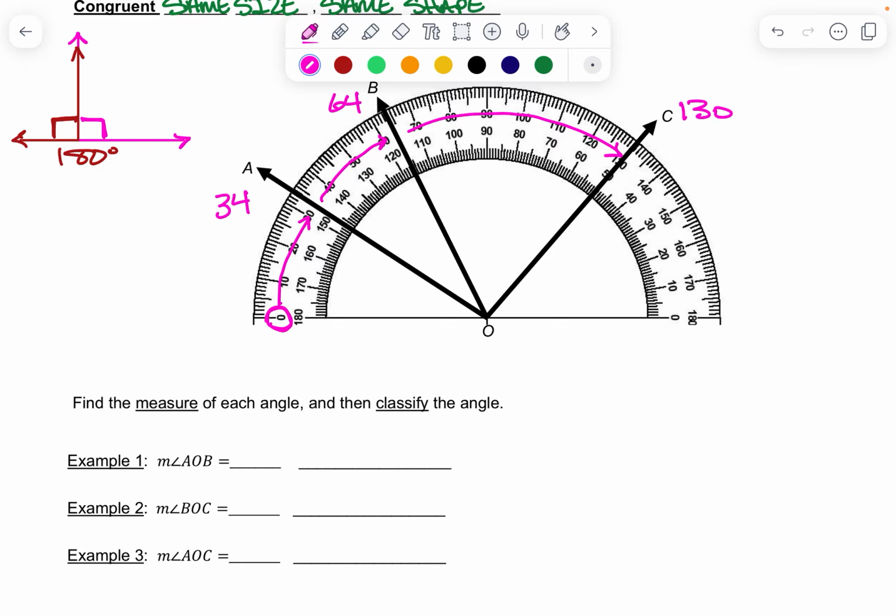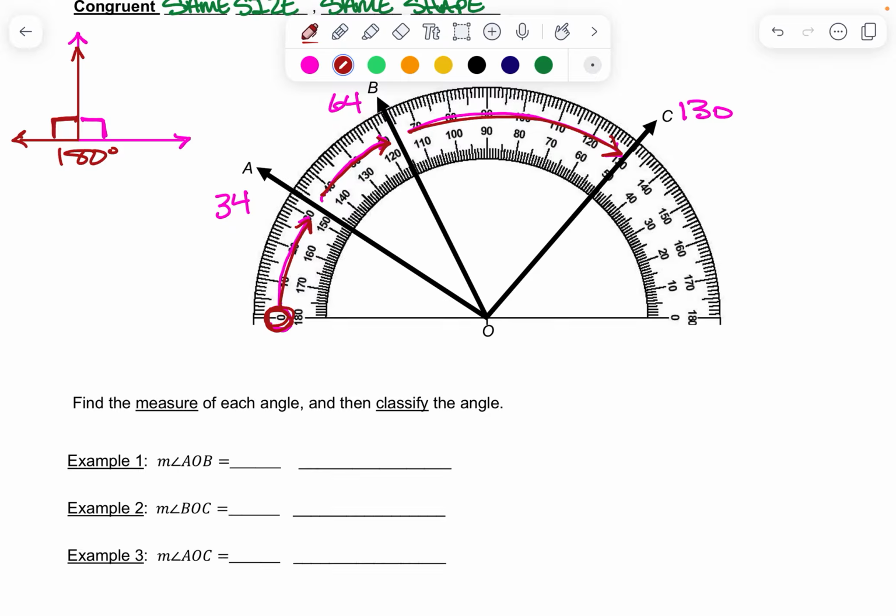Now, we could have also started over here and counted inside the lines. Numbers would have been a little different, but our final answers should have been the same. So if you decide to go the other way, it's okay. Just make sure that if you pick a starting point, you measure everything from that point of reference.